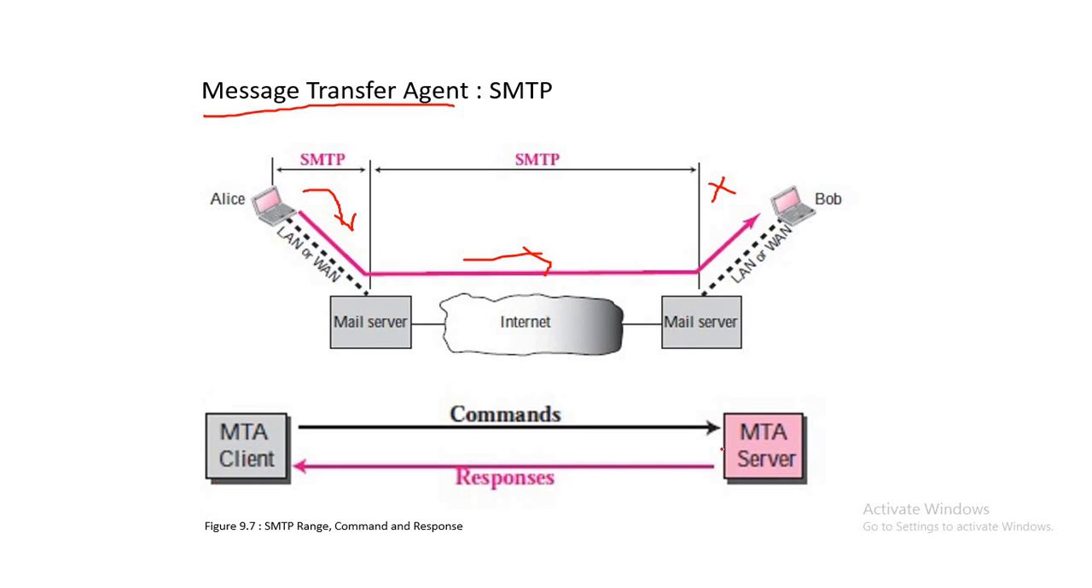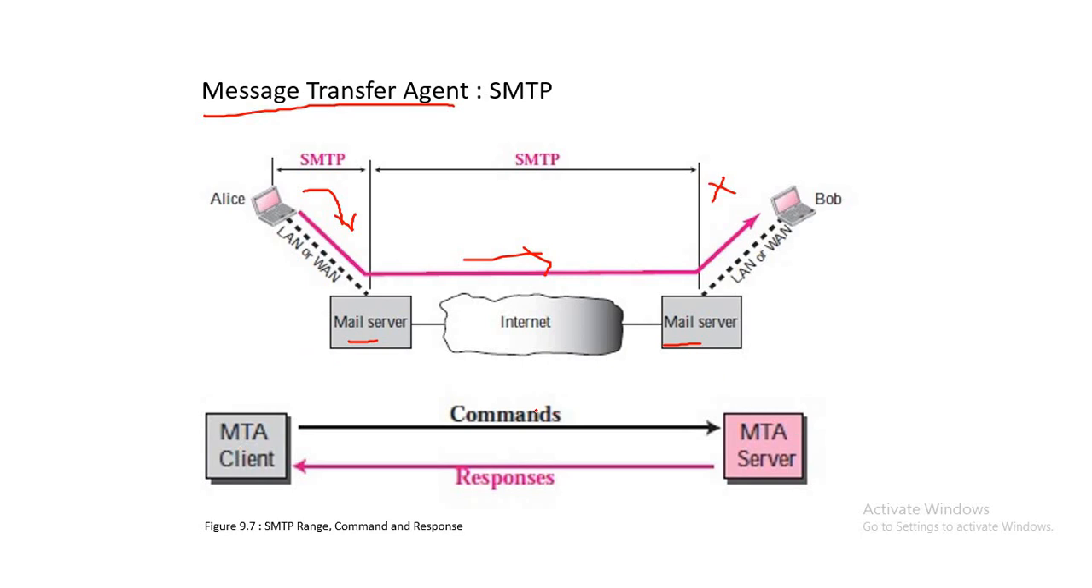Here there is an MTA client and an MTA server. The MTA client places a request for pushing, and the server responds, allowing that client to send or push the mail. Here mail server and mail server communicate with each other. One mail server works as a client and the other works as a server. So again there is client-server communication for transferring the message.